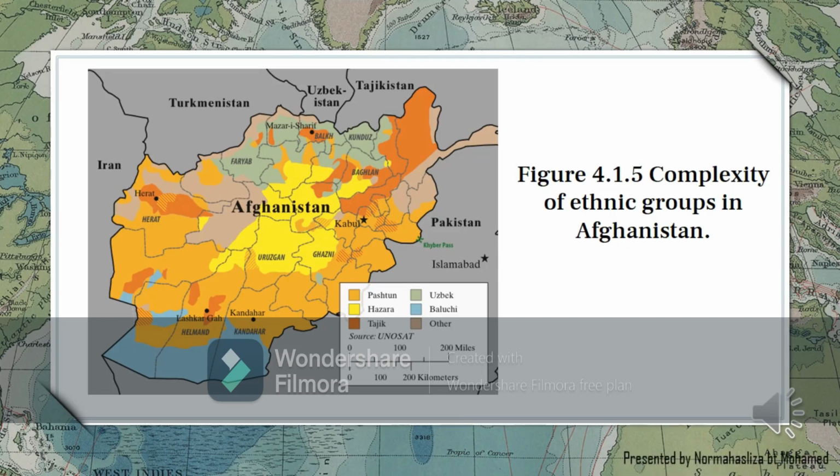As you can see, in these maps around Afghanistan, the complexity of ethnic groups and their links across the political borders is a major factor in the difficulties of governing these countries.